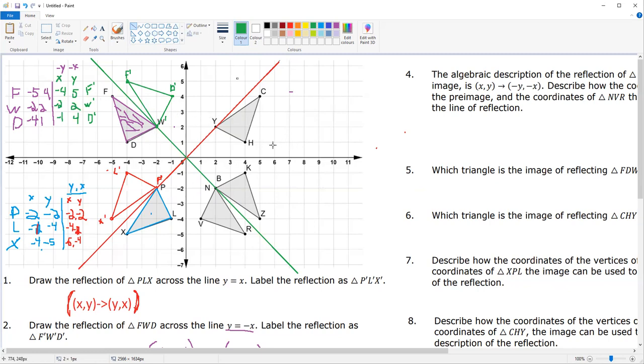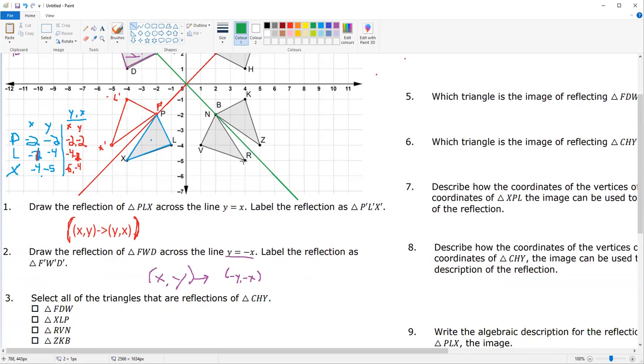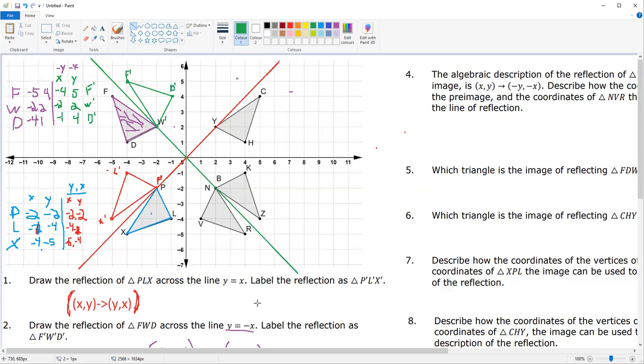Okay, so let's move on to number 3. Select all the triangles that are a reflection of CHY. So let's see what are a reflection of CHY. Well, let's go down the line here. Is FWD a reflection of CHY? Well, yes. Let me go ahead and clear it.